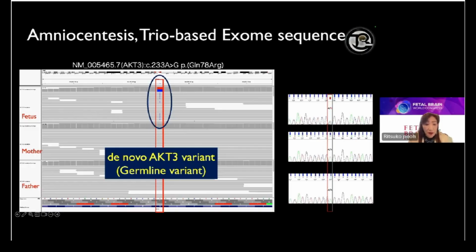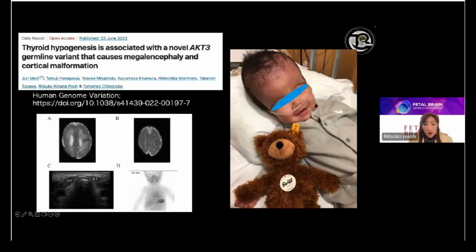And amniocentesis exome sequencing resulted in a de novo AKT3 variant in the mTOR signaling pathway. So likewise, usually when we have a strong suspicion of a genetic disorder, we can find the gene variant from the amniotic cells or the chorionic cells. The case after birth had thyroid hypogenesis, and we published the postnatal course as shown here.